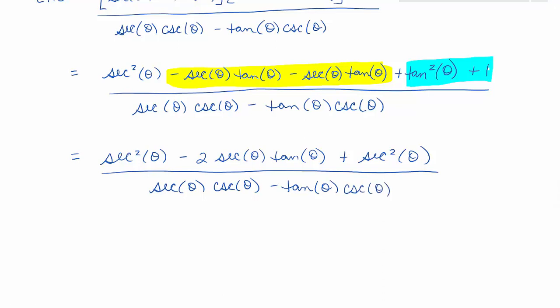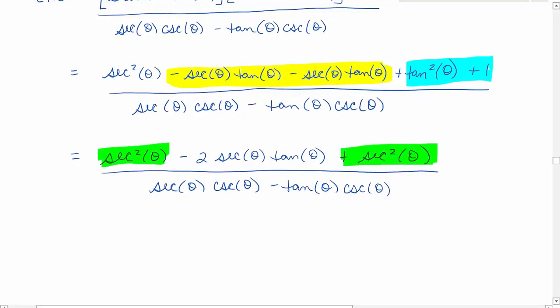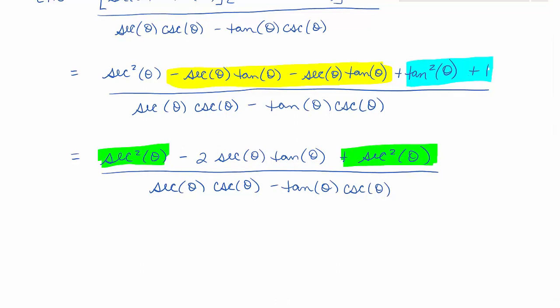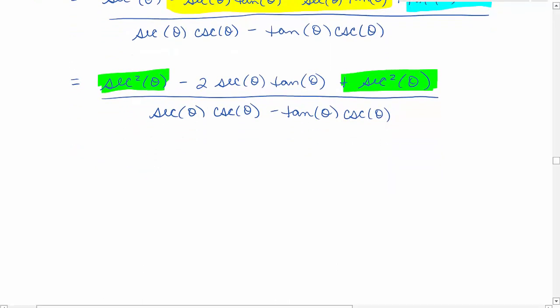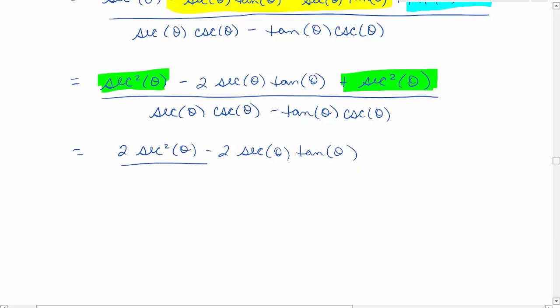We now have like terms again in the numerator that can be combined. I have these two secant squareds. So this becomes 2 secant squared minus 2 secant tangent all over my denominator. And now we have a fraction that looks a little bit more manageable to try to factor.